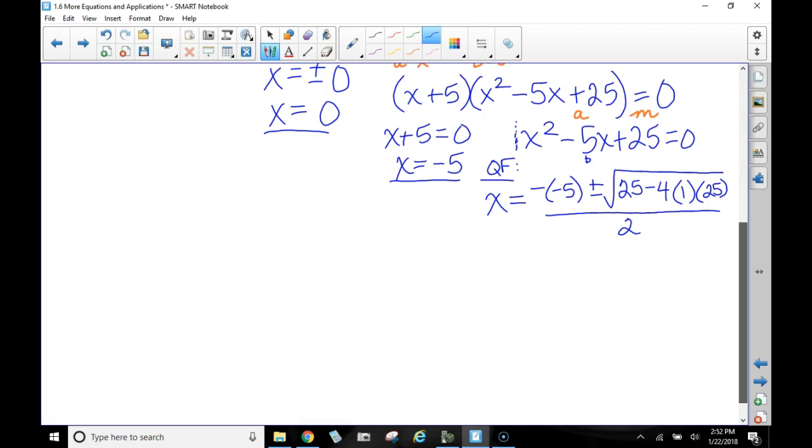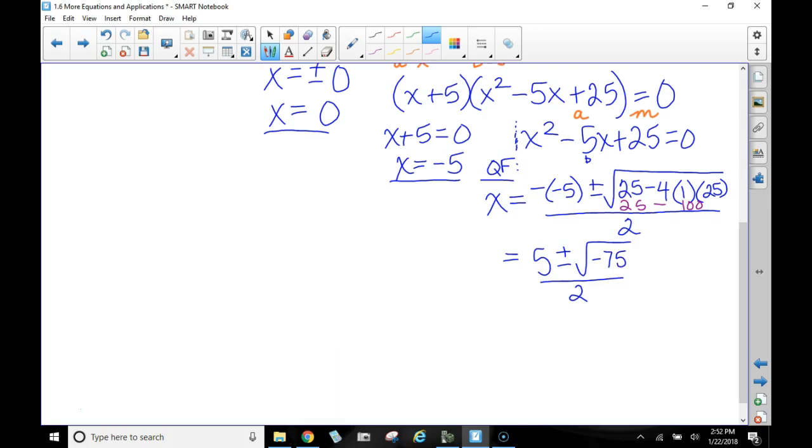Let's clean this up a little bit. So we're going to have the opposite of b is a positive 5 plus or minus the square root of something all over 2. And that something we're going to get in there is 25 minus 100, which is 4 times 1 times 25. So we get negative 75.